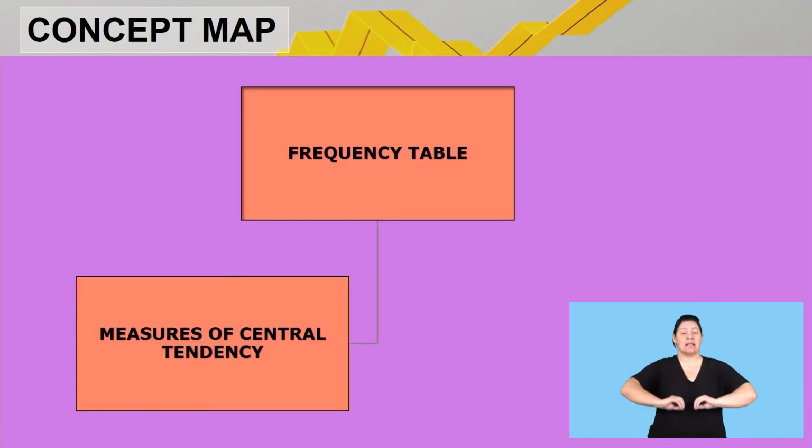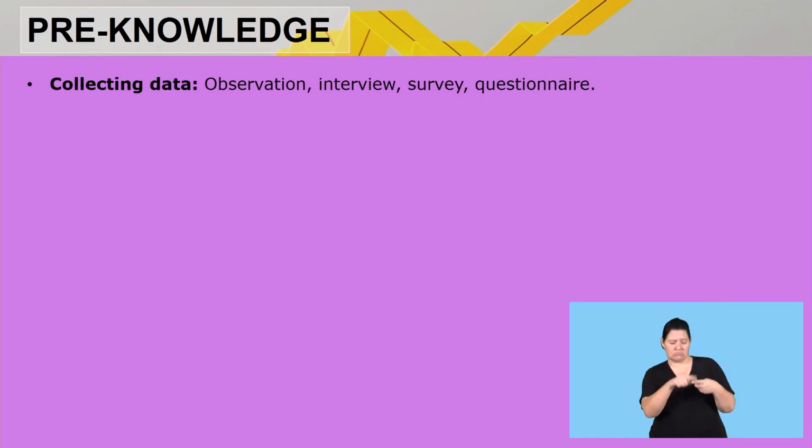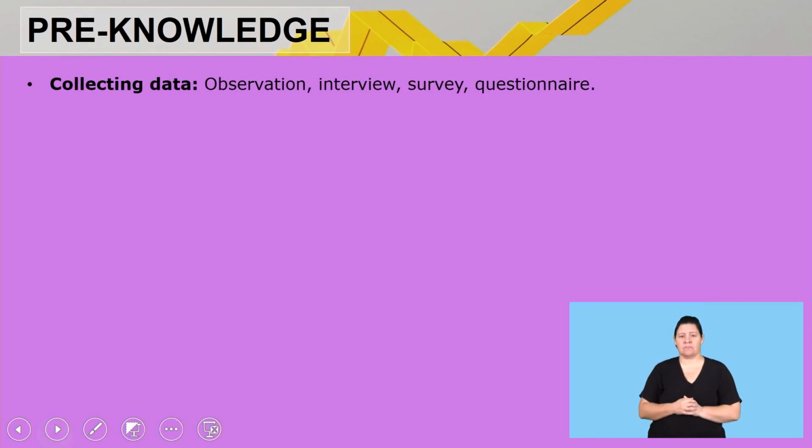Okay, now let's move on to what we will be focusing on today. So in today's lesson, we look at frequency tables, and thereafter we will go into detail with regards to the measures of central tendency. Okay, so let's quickly look at what you are supposed to know at this moment in time. So when we collect data, we can use the methods of observation, interview, or a survey, where we normally use a questionnaire, right?